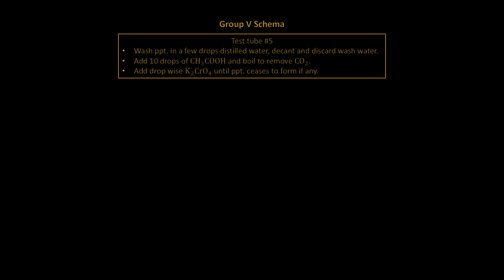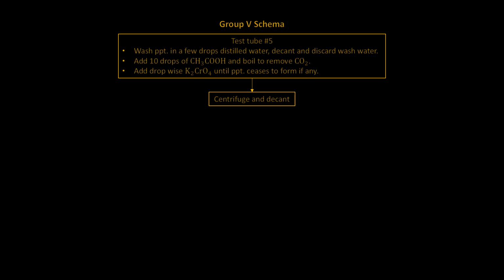To the test tube labeled number 5, add a few drops of distilled water. Decant and discard the water. Then add 10 drops of acetic acid and boil to remove the carbon dioxide. Then add potassium chromate, drop per drop until precipitate ceases. Centrifuge and decant into a clean test tube.